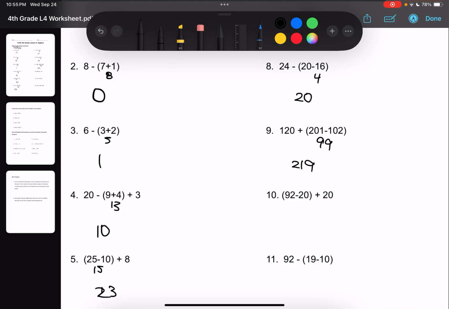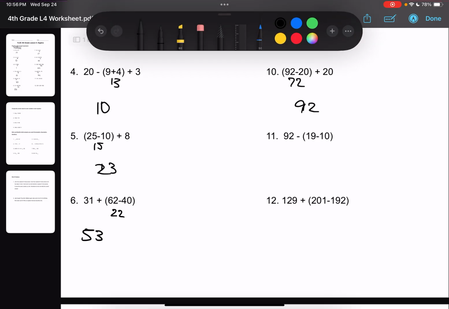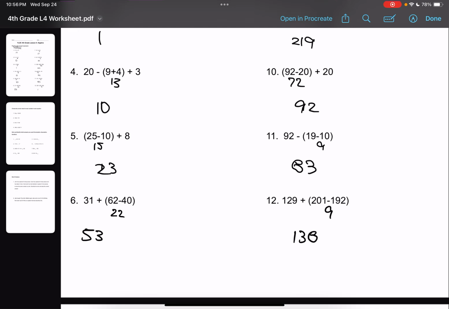Okay, next one, do the parentheses first. So 92 minus 20 is going to give you 72. 72 plus 20 is 92. Okay, number 11, 19 minus 10 is 9, and then 92 minus 9 is going to give you 83. And then for the next one, 201 minus 192 first, which gives you 9, plus 129 is going to give you a final value of 138.